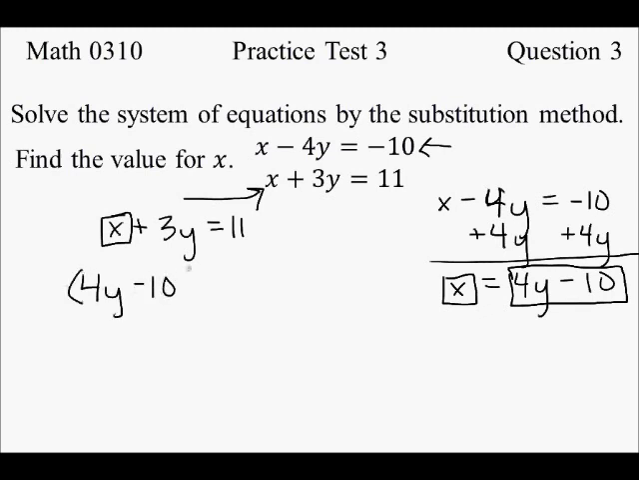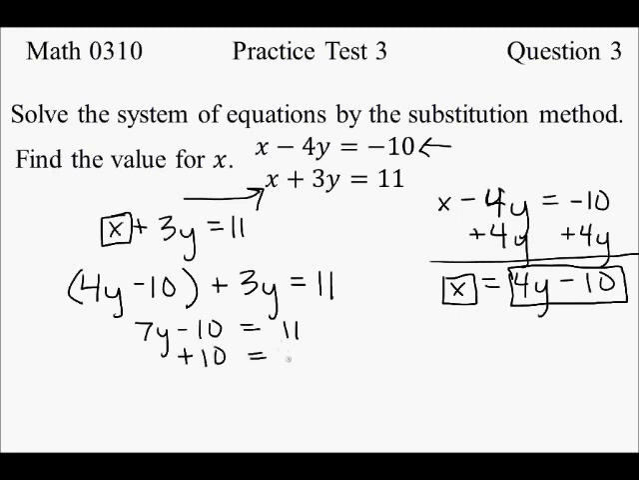So in place of x, we have substituted this expression over here, 4y minus 10. Now we have plus 3y equals 11. We always want to make sure we copy down the rest of the equation there. And so now we simplify. 4y plus 3y would give us 7y minus 10 equals 11. And now we just solve for y. You can see that that substitution allowed us to just have an equation with one variable in it now.